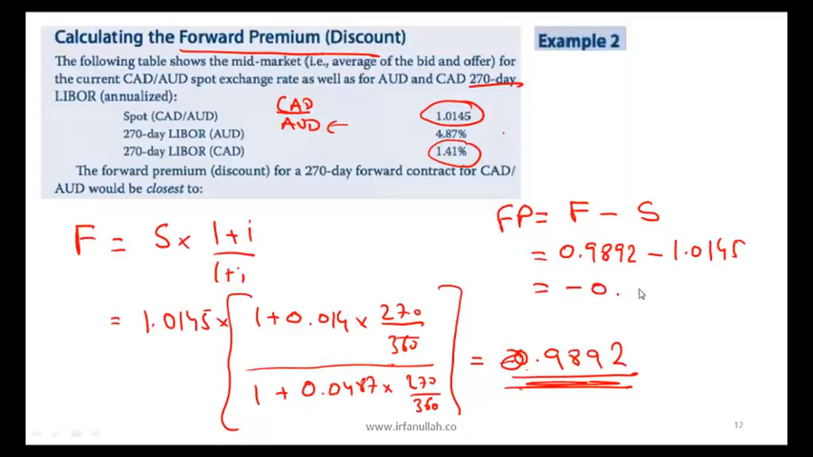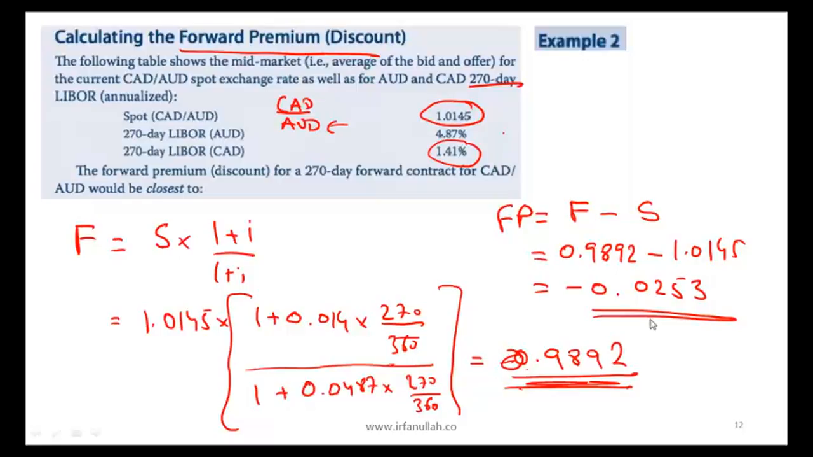And what does this give you? Minus 0.0253. So this is the forward premium. If it's a negative number, then it's the discount. So you can say it two ways. You can say the forward premium is minus 0.0253, or you can say that the Australian dollar is trading at a discount, and that discount is 0.0253.